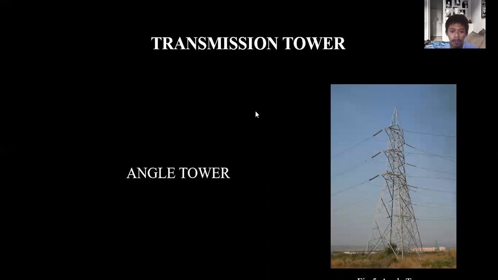Next is transmission tower type angle tower. The angle towers are used when the line route deviates more than the specified maximum angle. The angle can again be subgrouped for different ranges of angular deviation. So the towers can be categorized as small angle, medium angle, or large angle towers.